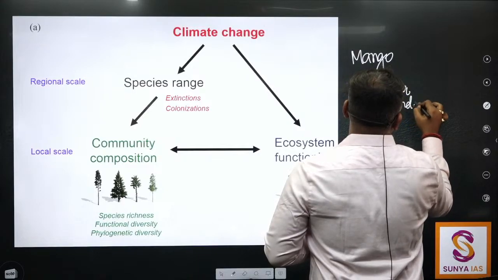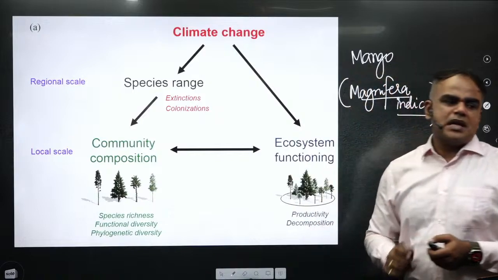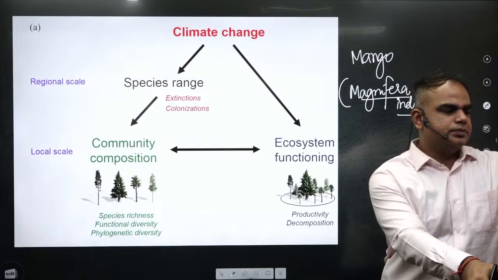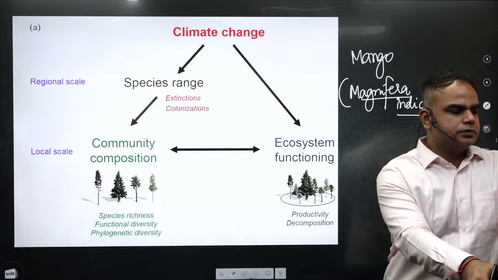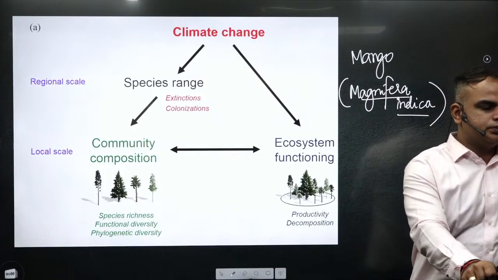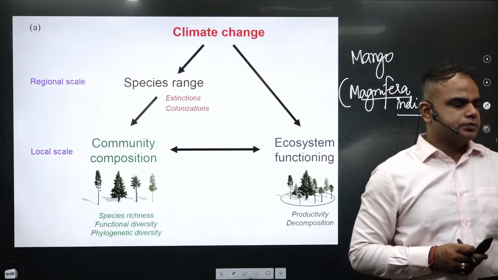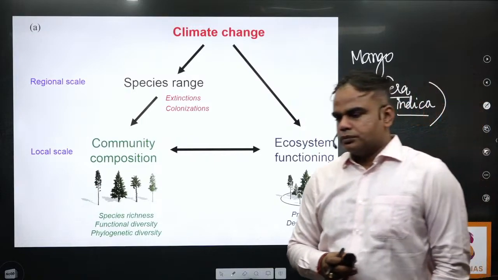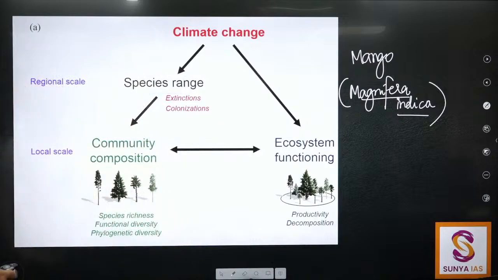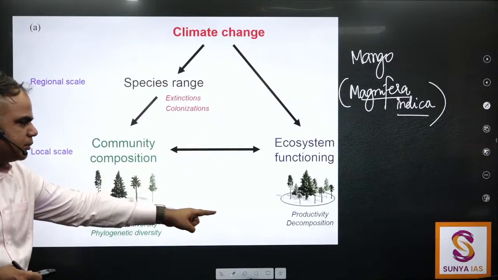Again, this part of Magnifera indica. The flowering of mango is also sensitive to changes in winter temperatures. Okay. So then what we see overall, the climate change is impacting the functioning in the ecosystem.